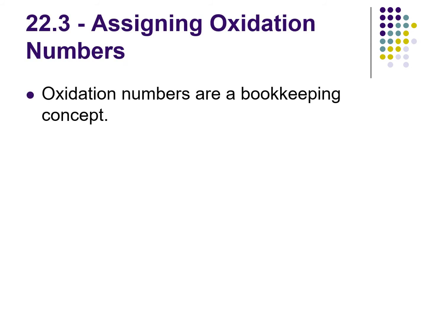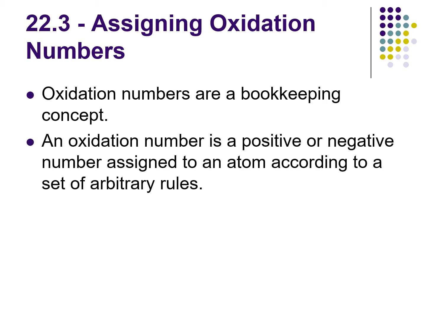So now we're going to get into this thing called oxidation numbers. Oxidation numbers are a bookkeeping concept. They're a way to consistently look at whether things are being oxidized or reduced. Again, they're a bookkeeping number, and an oxidation number is a positive or negative value assigned to an atom according to a set of arbitrary rules. The idea behind oxidation numbers is that if this compound were ionic, if these atoms were ionic, what would their charge be? Not that they are, but if they were, what would their charge be?